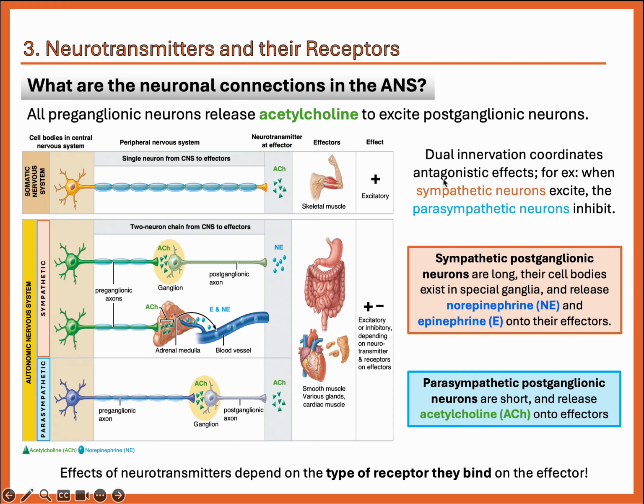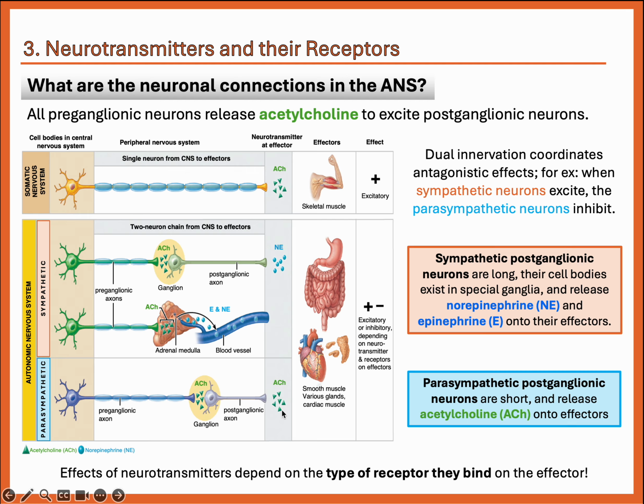Dual innervation coordinates antagonizing effects. So, for example, when the sympathetic neuron excites something, usually the parasympathetic will inhibit, right? Sympathetic postganglionic neurons are long, and their cell bodies exist in special ganglia, right? And they release norepinephrine and epinephrine. That's what they release onto their targets. Parasympathetic, they release acetylcholine onto their effectors, right?